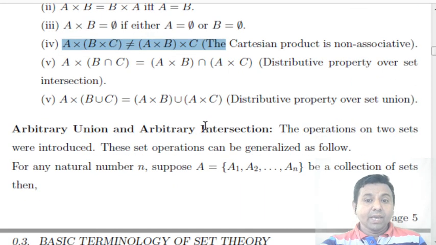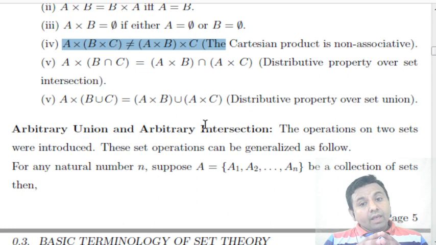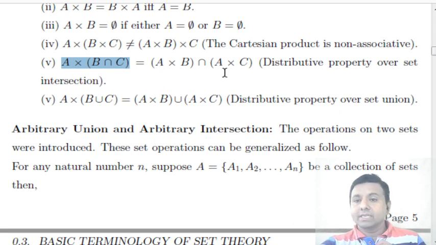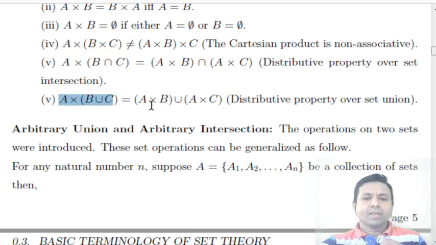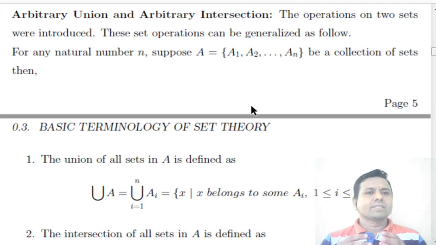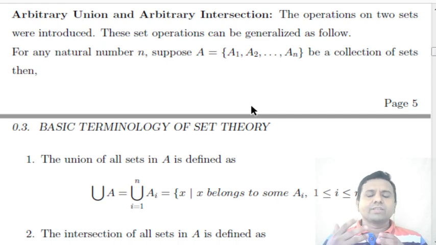A cross B cross C is in general not equal to A cross B, then cross C. A cross (B intersection C) equals (A cross B) intersection (A cross C). So this is the distributive property over set intersection. Same, we have A cross (B union C) equals (A cross B) union (A cross C). This is known as the distributive property over set union. Now, all this is I think revision type. Now we start the generalized results.